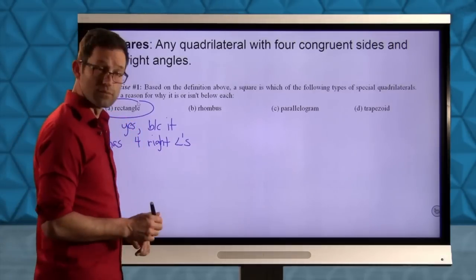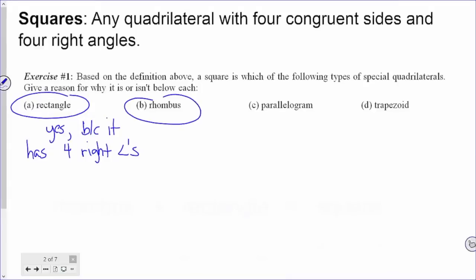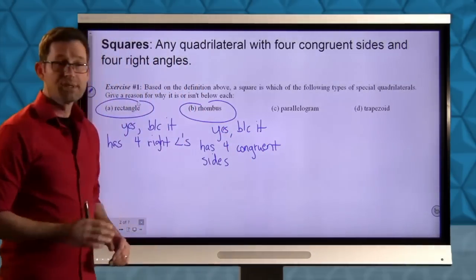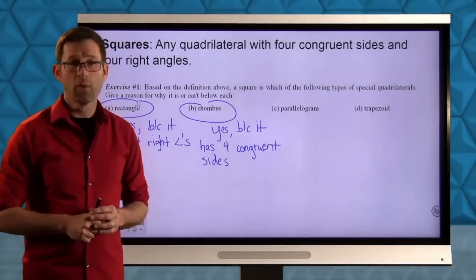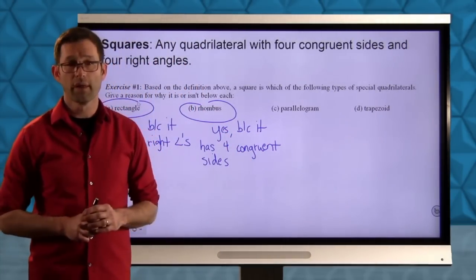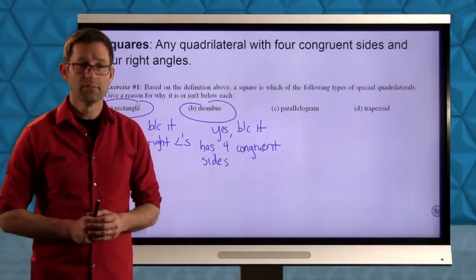All right, is it a rhombus? Yes, because it has 4 congruent sides. Whoops, I don't know what happened there. It has 4 congruent sides. So a rhombus is any quadrilateral that has 4 sides of equal length. Since a square has 4 sides of equal length, it is a rhombus.